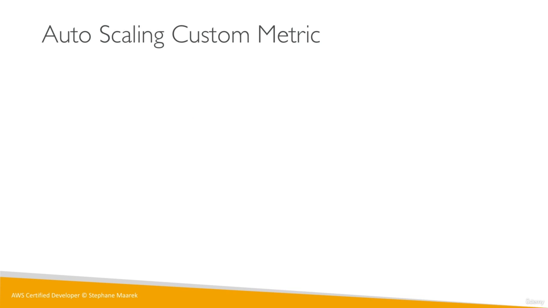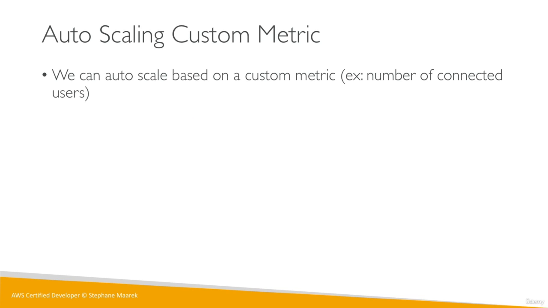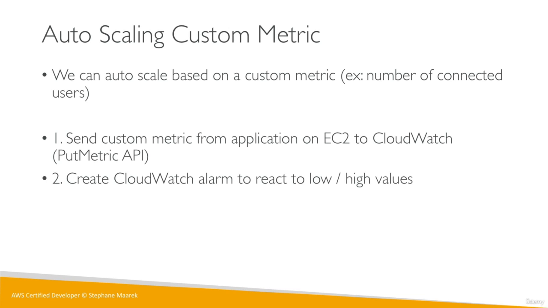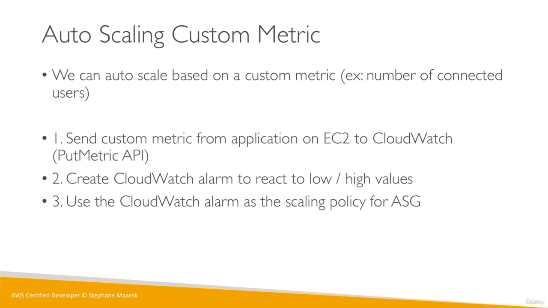Now you can auto scale also according to a custom metric. Basically, we can define a custom metric, say the number of connected users to our application. To do this, we'll create that custom metric from our application. We'll send it to CloudWatch using the PutMetricData API. And then we create a CloudWatch alarm to react to low or high values of that metric. And then these alarms will basically trigger the scaling policy for the ASG. So what you should know out of it is that the auto scaling group isn't tied to the metrics AWS exposes. It can be any metrics you want, and it can be a custom metric.